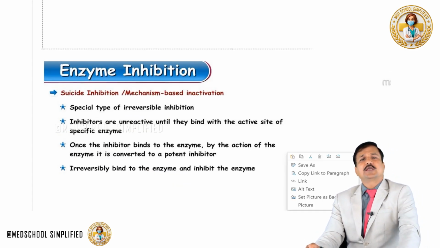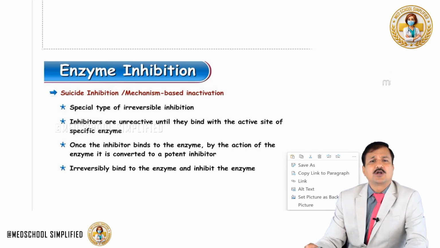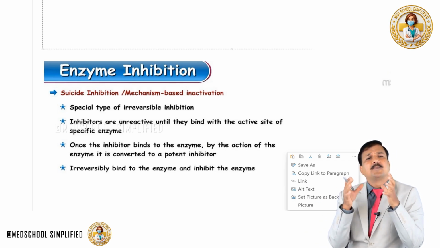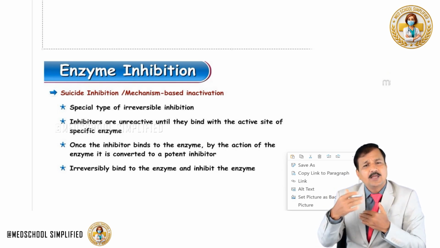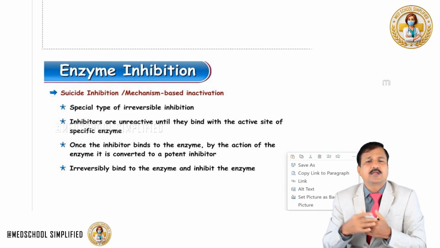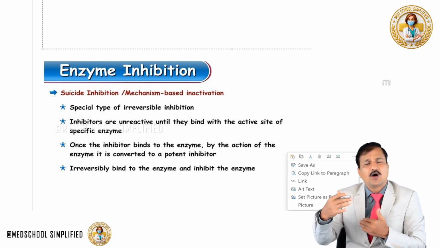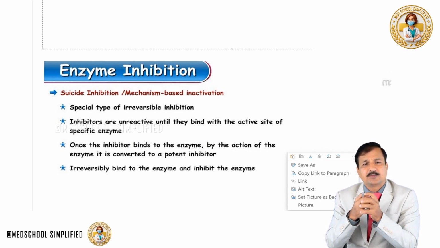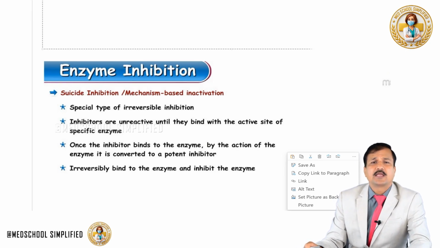Now let's move on to see another type of irreversible inhibition called suicide inhibition or mechanism based inactivation. So what is this suicide inhibition? It is a special type of irreversible inhibition where inhibitors are unreactive until they bind with the active site of a specific enzyme that it is inhibiting. Once the inhibitor binds to the enzyme, by the action of the same enzyme, the inhibitor is converted into its potent inhibitor form. It is converted into some other form which becomes a more potent inhibitor and binds with the active site of the enzyme irreversibly, and that totally inhibits the enzyme action.